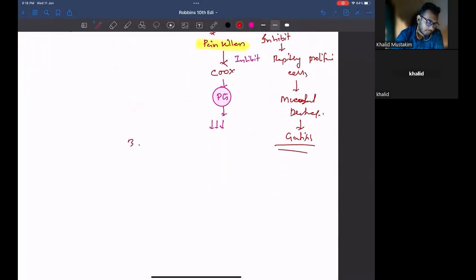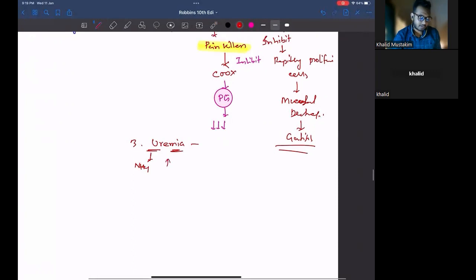What is that one? That one is uremia. I hope you know what uremia is. Let's break this word. Uremia. What does this mean? Here, ur is actually NH4, that is the ammonium ion. And what does emia mean? Emia means increase in blood. Something has increased in blood, so we use that term emia. So uremia means a patient having ammonium ion in the blood that has increased above normal.